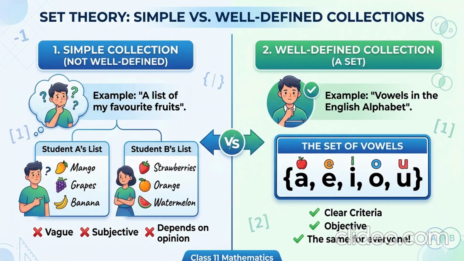every individual. On the right hand side, we can see well-defined collection. For example, vowels in the English alphabet: A, E, I, O, U. These will remain the same for everyone. It will not change. So these are well-defined collections. This is the well-defined set of collection. But on the left-hand side, these are simple collections that may vary, and it depends on the choices of individuals.